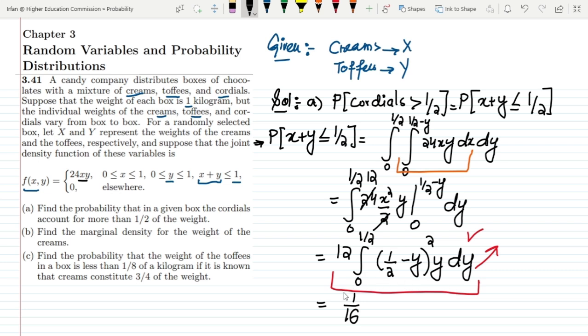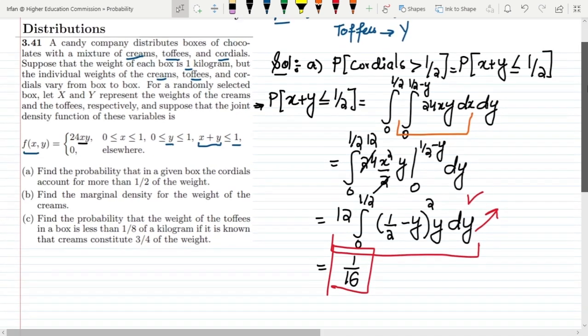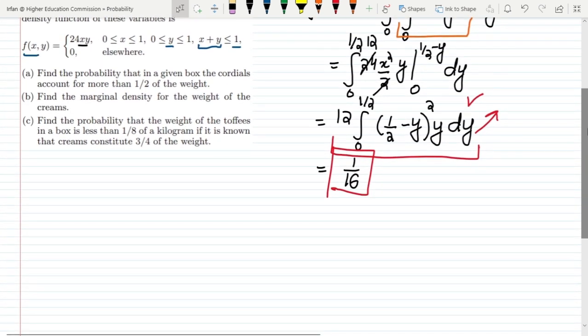You can use integration by parts by yourself and see that the answer will be 1 by 16, and that is the solution of part A of my question. Okay, so I hope you have understood it. Now moving downwards, and now seeing part B of my question.